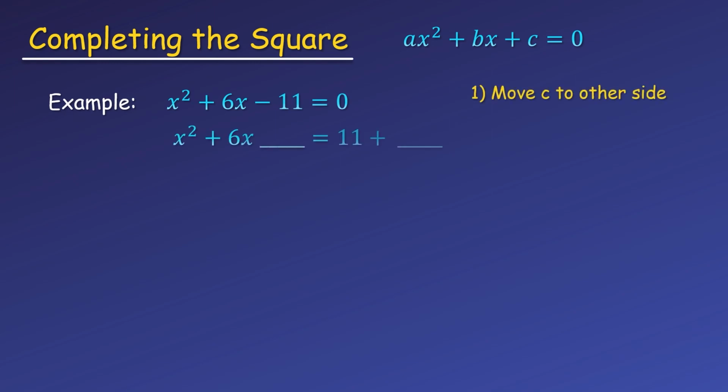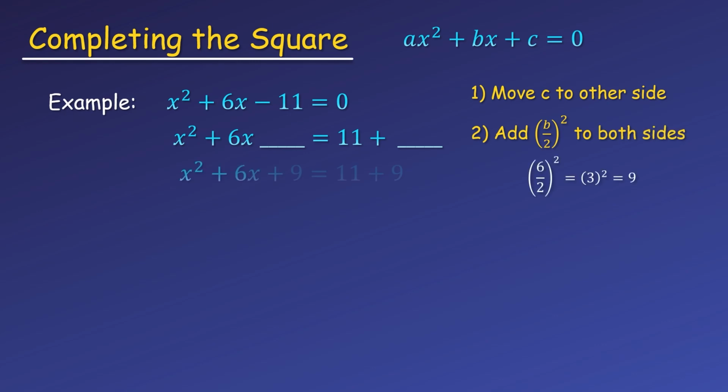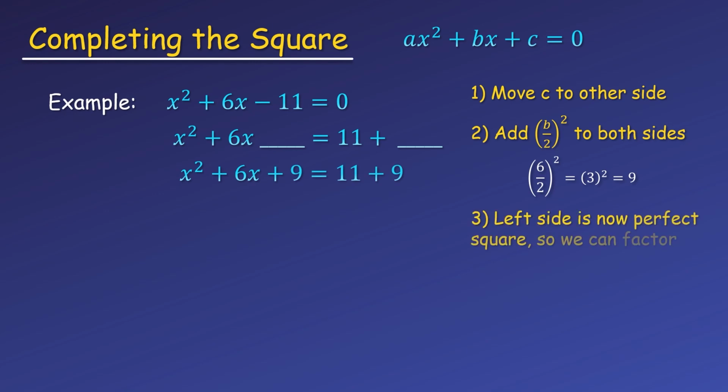First, we'll move our c term to the right-hand side. Now we'll want to find a term that we can add to both sides. This number will be b divided by 2 all squared. Be sure to divide by 2 before squaring. For us, this will be 6 divided by 2, which is 3, and 3 squared is 9. Now that we've added 9 to both sides, we've completed the square, and this means the left-hand side can be written as a perfect square.